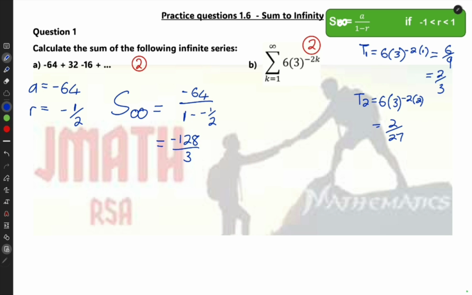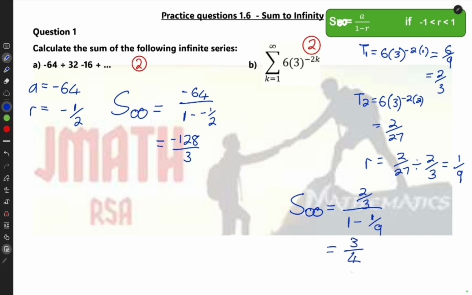That will then help me to get R. So R in this case is just going to be term 2 divided by term 1. My calculator tells me it's 1 over 9. So I can just sub it in the formula and say, therefore, S infinity is equal to 2 over 3 over 1 minus 1 over 9. The answer to that is 3 over 4. Okay, that was your most basic sum to infinities. Just get A, get R, and sub it in. So your marks you would get for subbing in the correct formula and getting the answer. The same on this side, and then getting the answer.